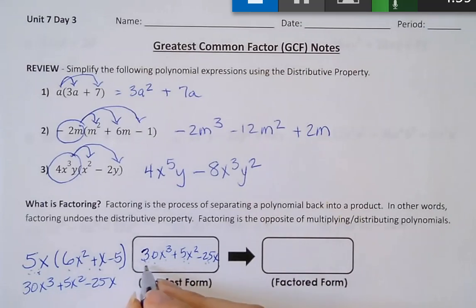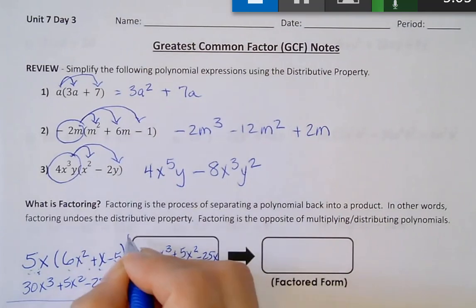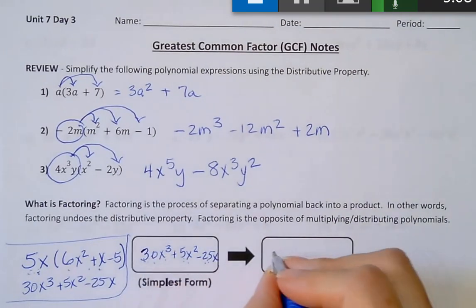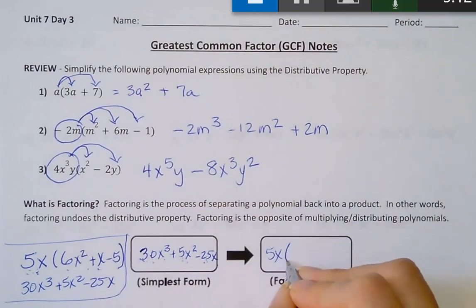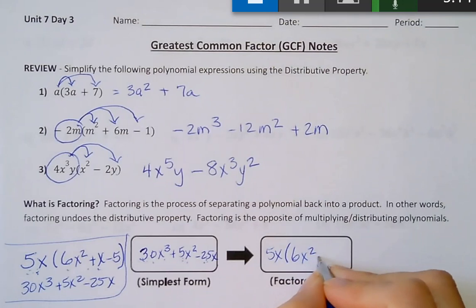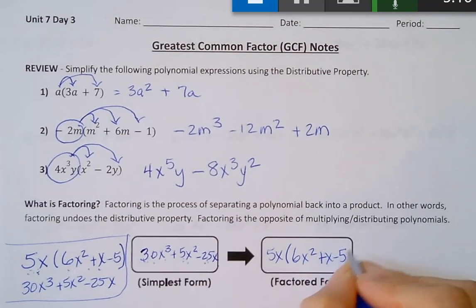Is that what I meant to get? 30x cubed plus 5x squared minus 25x? It is. Okay, so what that means, and this is like my workspace over here, that means that I was able to pull out 5x from each term, and I was left with 6x squared plus x minus 5.